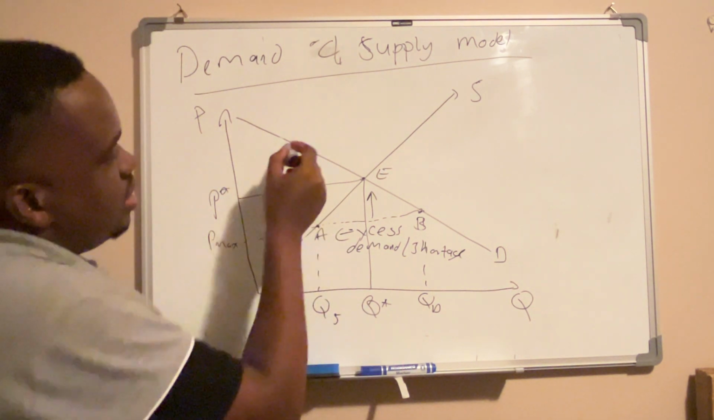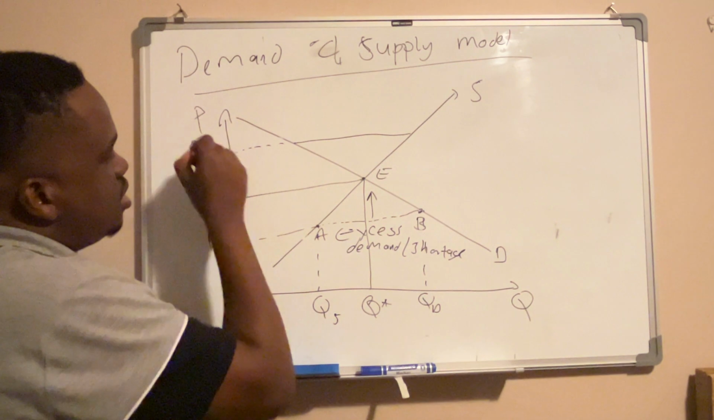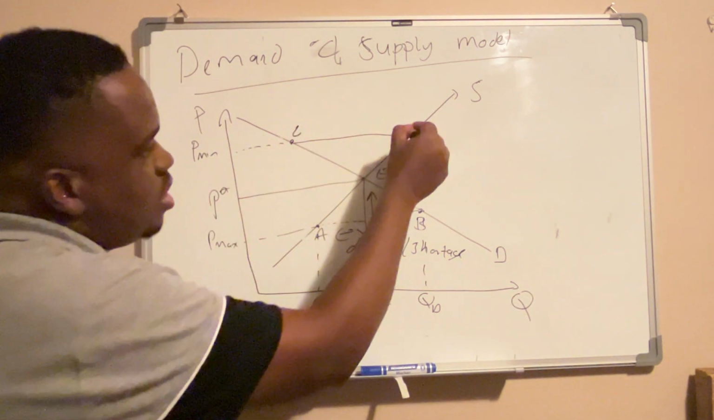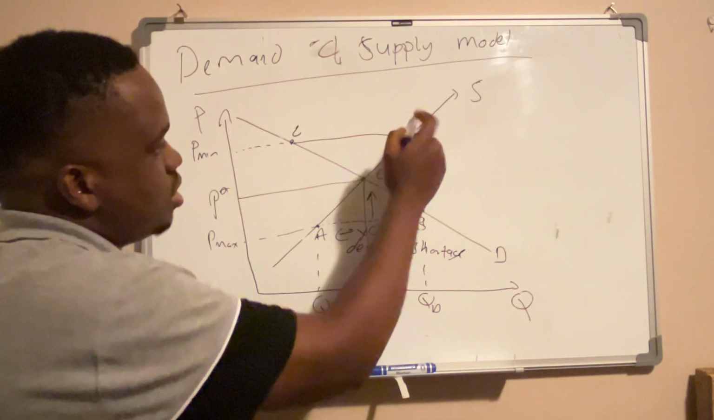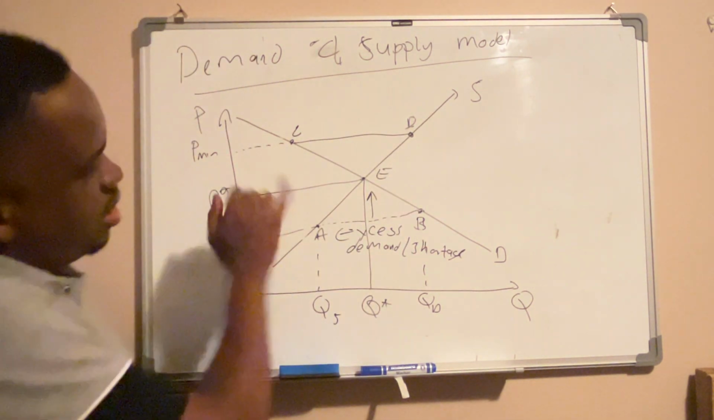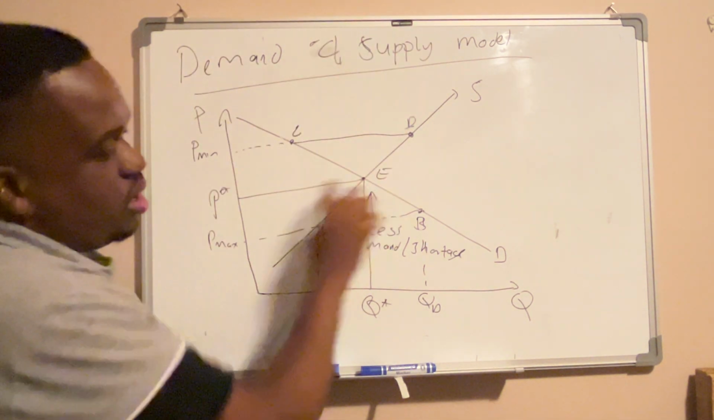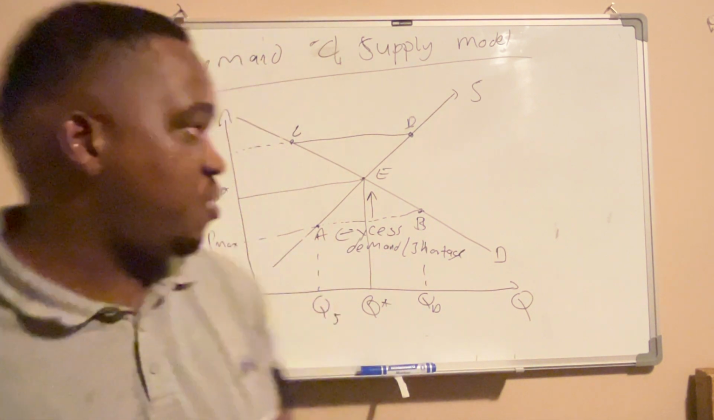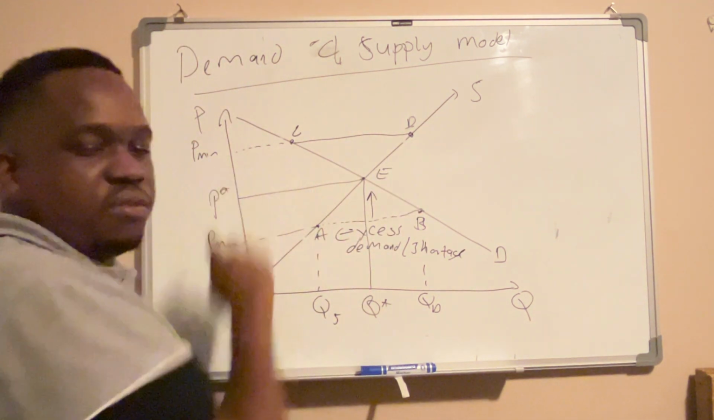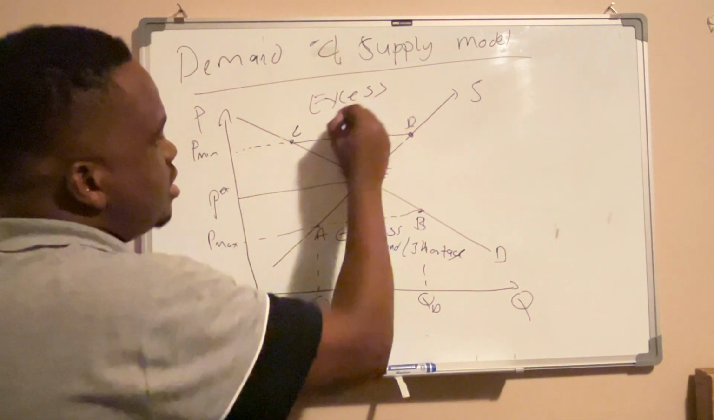If you have a minimum price that is set, that is your price minimum. Let's call this point C, and this one point D. Here, the minimum price is set above the equilibrium price. What's going to happen? Over here, the supply is to the right of the demand. It means you have an excess supply.